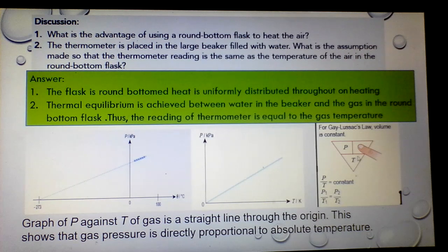So we have a PVT triangle. For Gay-Lussac's law, volume is constant. So you just cover the volume. So you can see the ratio of P and T is constant. So we have P1 over T1 equals P2 over T2. So this relationship can be used to solve problems involving pressure law or Gay-Lussac's law.